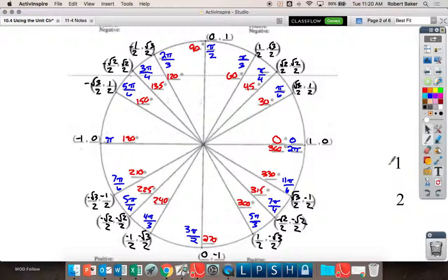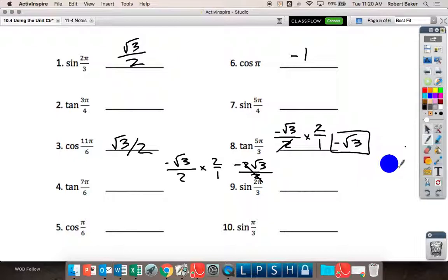The tangent of 3 pi over 4 is... no, it's not the same thing. It is the square root of 2 over 2 divided by the negative square root of 2 over 2. Okay, let me write it down. It is the square root of 2 over 2 divided by the negative square root of 2 over 2. Wouldn't it be -1? The answer is just -1.